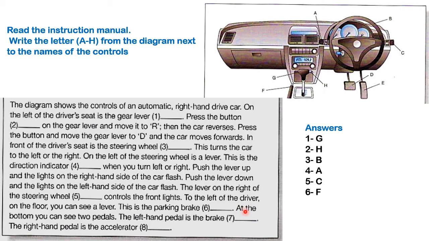Great. At the bottom, you can see two pedals. The left hand pedal is the brake. The left hand pedal is E or D? The left hand. It's D. So this is the brake. The right hand pedal is the accelerator, which is E. So now we have finished the text. We now know all about the car. Okay.